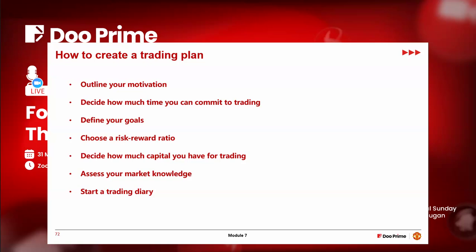So the first thing you do is, 1, outline your motivation. What motivates you? What's making you take that decision to become a trader? What are your reasons? State them out. Let it be something you've resolved to solve, an issue. If you get it right in trading, that thing is going to be resolved. Now decide how much time you can commit to trading. We all said this already. State it, like write it.